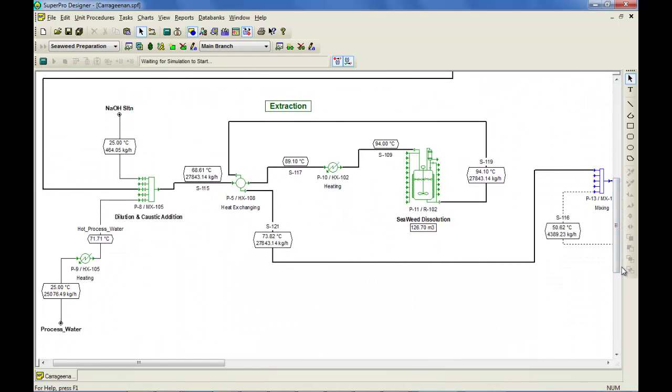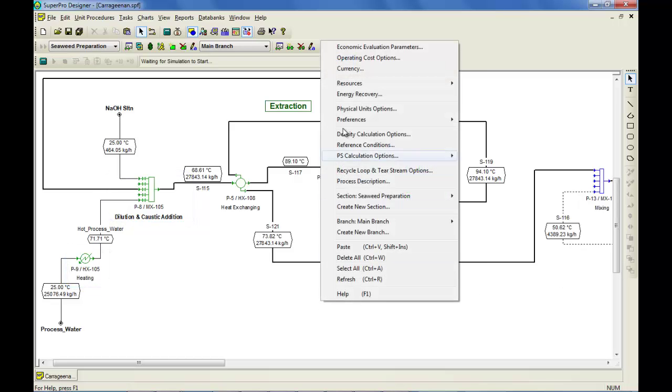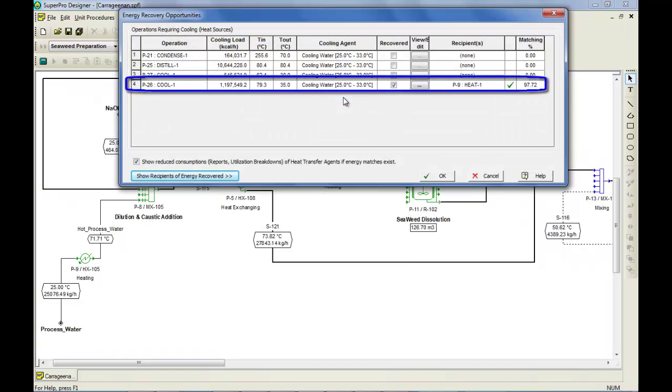Here, the washed seaweeds are mixed with sodium hydroxide solution and hot process water. The hot water consumed in procedure P8 is preheated in procedure P9, which is virtually integrated with a cooler in the IPA purification section. For detailed information on SuperPro Designer's virtual energy recovery capabilities, please refer to the SuperPro manual and the README file associated with the biodiesel example that ships with SuperPro.